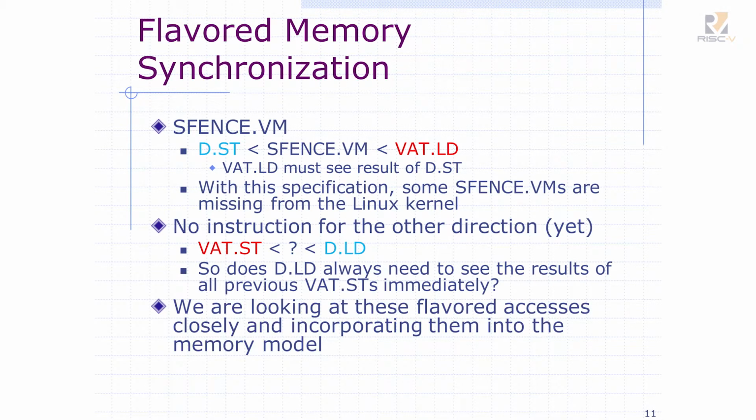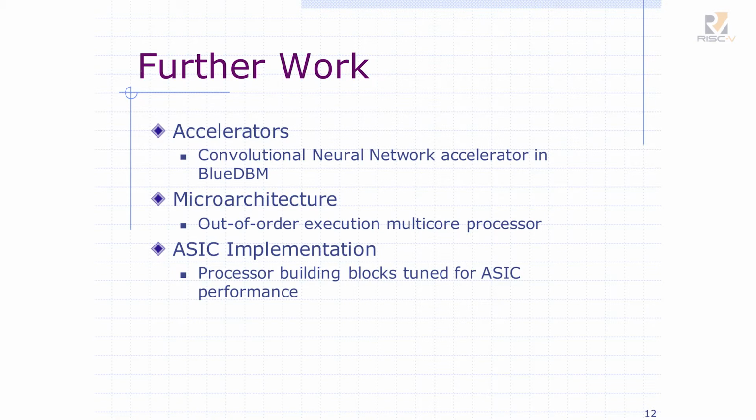So we're looking really closely at these flavored accesses, and we're combining them into our memory model as a first step for a formal specification for the ISA. There are other directions that are even further in the future. We have a team member looking into accelerators. He has been working on our BlueDBM machine recently in Arvind's group. That is a 20 FPGA machine with flash memory attached to each FPGA. He was looking into neural network acceleration, and he has decided that he wants to use a RISC-V core with a convolutional neural network accelerator or ISA extension for those applications.